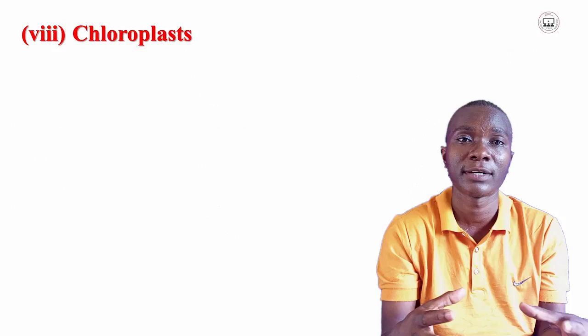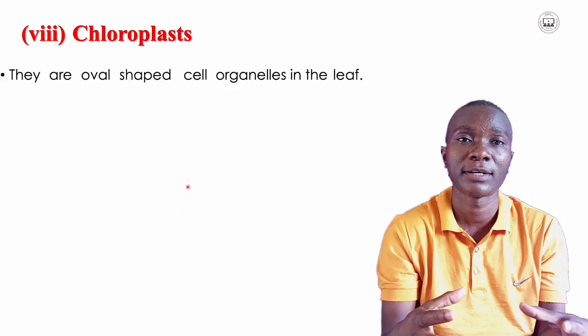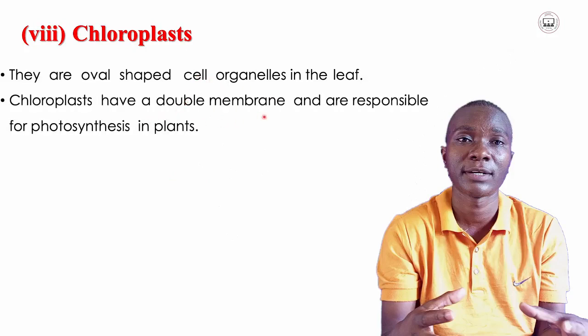Now let's talk of the chloroplast. I explained that the chloroplast is a place where photosynthesis takes place. So let's discuss more about this one. They are oval-shaped organelles in the leaf that carry out a special function in the leaf. Chloroplasts have a double membrane and are responsible for carrying out photosynthesis in plants.